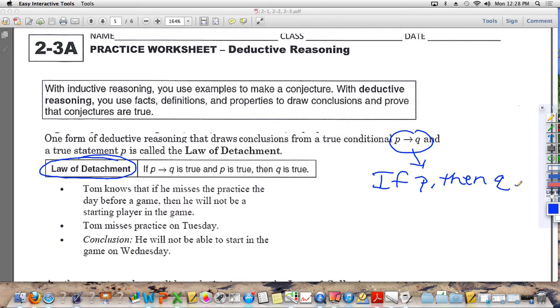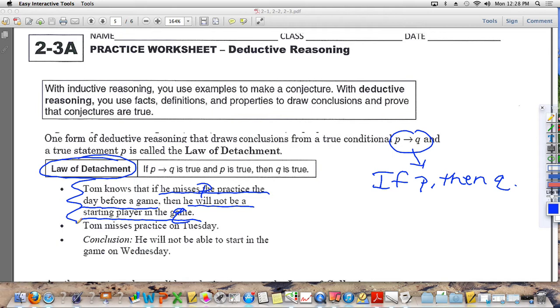So Tom knows that if he misses the practice the day before a game, that's the P. That's the P part. Then he will not be a starting player in the game. What's that? That's the Q. So I am telling you that this statement right here is a true fact. If he misses practice the day before a game, he's not going to start the next day. Does that make sense? That is a fact. You assume it. You know it.